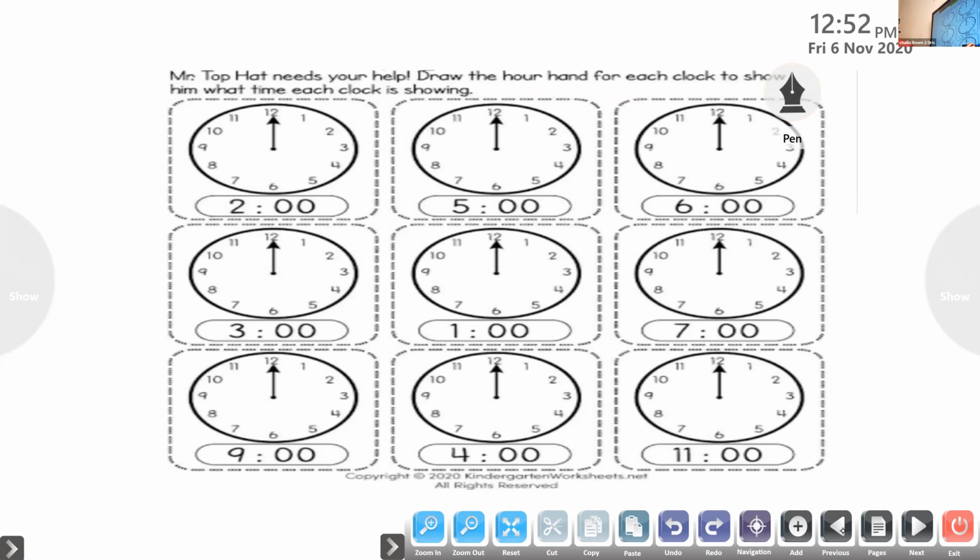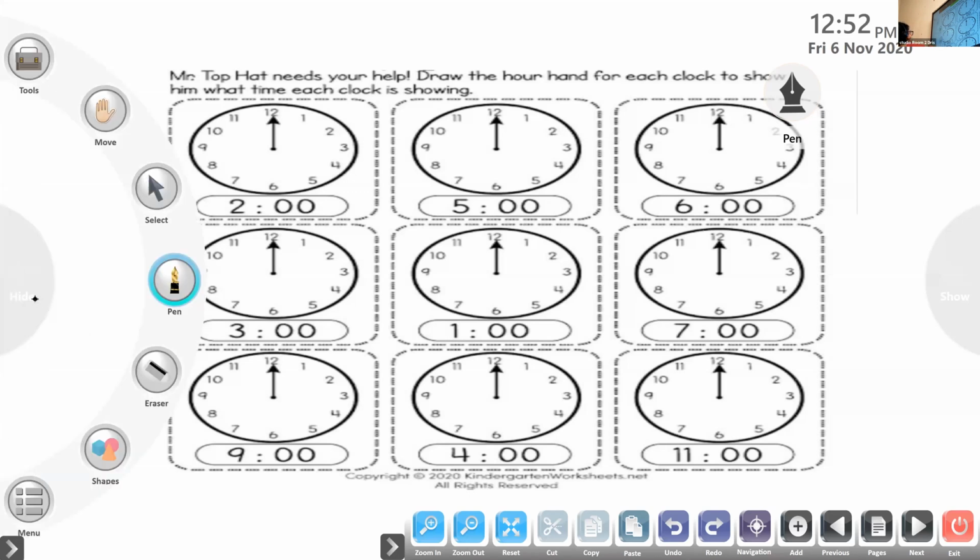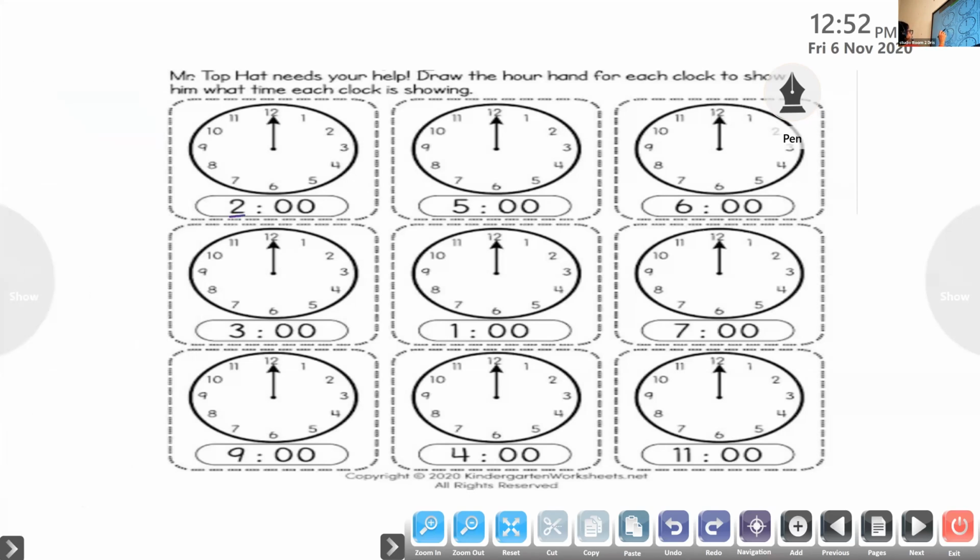Yes, this is the thing. Now here in this worksheet, already the long needle, the minute hand, is drawn over there to 12. You have to just draw the short hand. The first one, I will just show you. In the first one, the time is given as 2. Since the time is given as 2, the short hand should be at 2. So, draw the short hand to 2. It should not touch the number, it should be short.